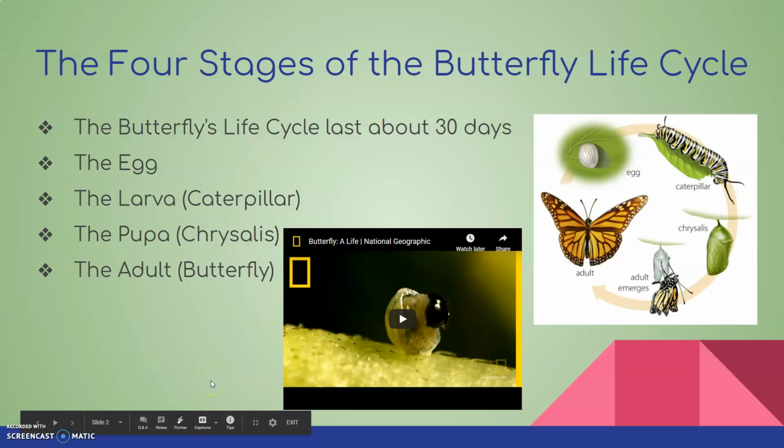There are 4 stages to the butterfly life cycle. The butterfly life cycle lasts about 30 days, give or take on the species. They start off as an egg, which is laid, of course, by an adult butterfly. Once they hatch out of their egg, they are called larvae or a caterpillar. Once the caterpillar is big enough, it will create a chrysalis. During that time, the caterpillar will evolve and grow into an adult butterfly.